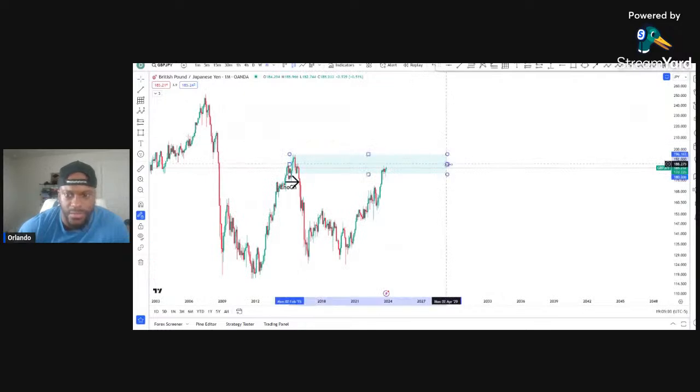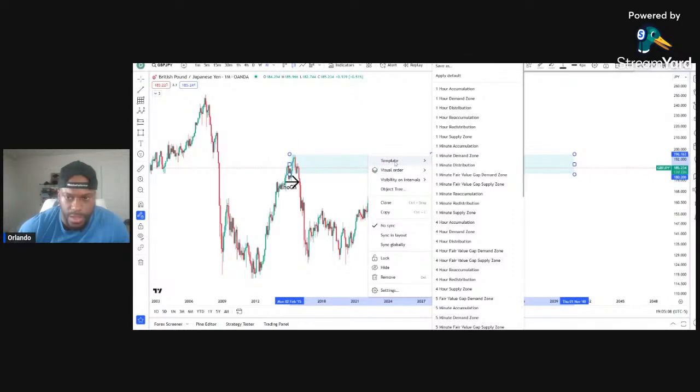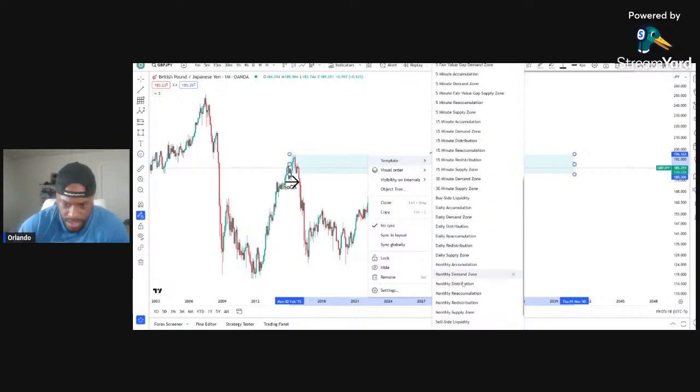Remember, unmitigated imbalanced supply demand zones that cause the breaker structure change of character are our areas of interest where price is going to react from. Okay. And so what we have to do is simply put alerts to see if price is going to react from here. If not, it's just simply going to disrespect it and obliterate it. So monthly supply zone.